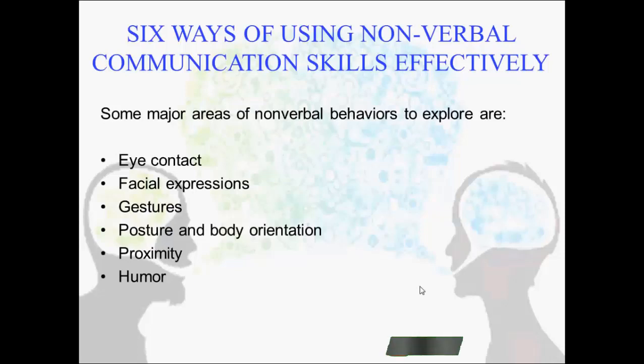You are not interested. You have to be here. You don't want to be here. So these are the body orientation and posture. Proximity. What's the meaning of proximity? Distance, مسافة. Okay, how far?